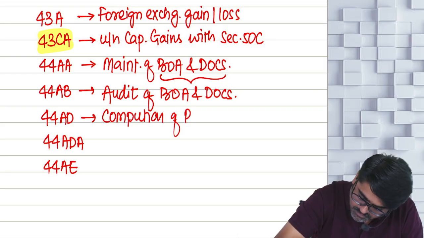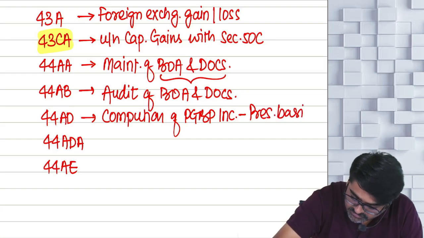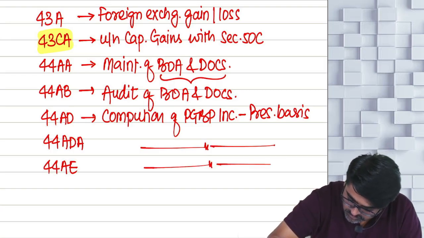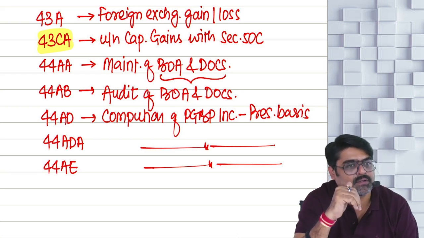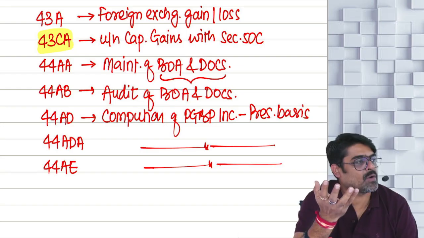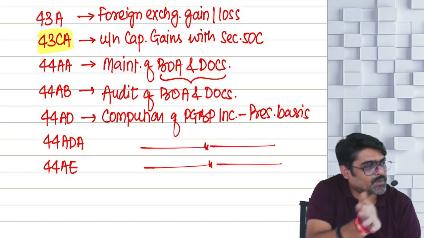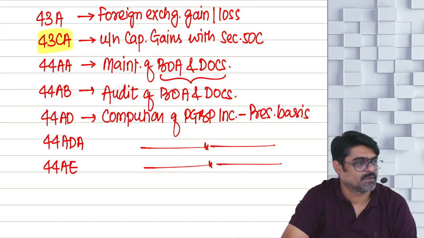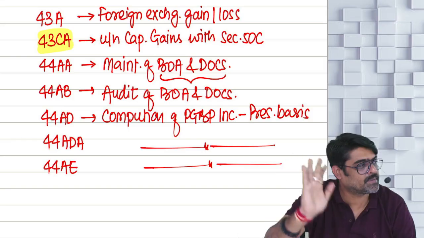Computation of PGBP income on what basis? Presumptive basis. This section says this, and this section also says this. There are 3 sections. In these 3 sections, you calculate a presumptive amount and show that amount only as your PGBP income. No need to calculate your PGBP income by following regular provisions. At least show this much amount as your business income. We will consider this amount only as your PGBP income. Done.